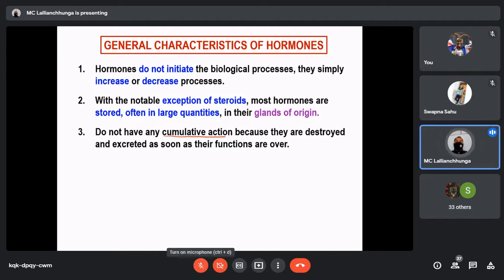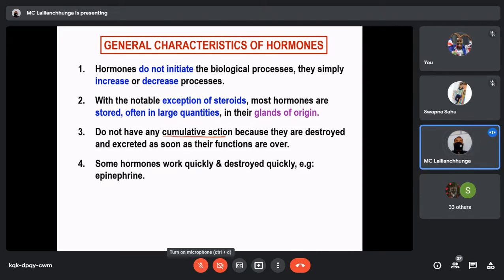Because they are destroyed and excreted as soon as their functions are over. Okay, cumulative action is not there. When they are functioning, doing their function, after that they will be destroyed and they will be excreted.